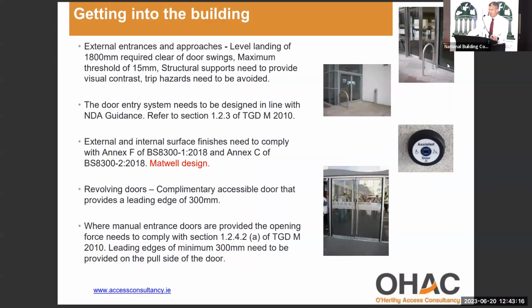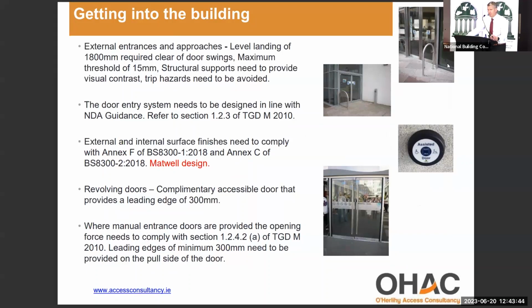Entrances, so many things can go wrong in the design of entrances, but I suppose you've everything from if you've a revolving door, you must provide a complementary accessible door, and that should provide a leading edge of at least 300 millimeters on the pull side of the door, or it should be automated. Door entry systems need to be in accordance with NDA guidance. So I just saw a really good example recently where you had a door entry system which had a hearing induction loop built into it and things like that.